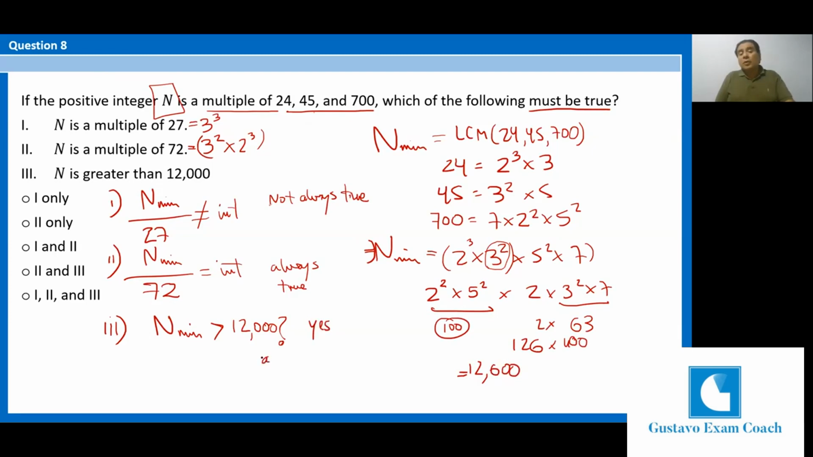That means always true. And the answer is 2 and 3 are always true.